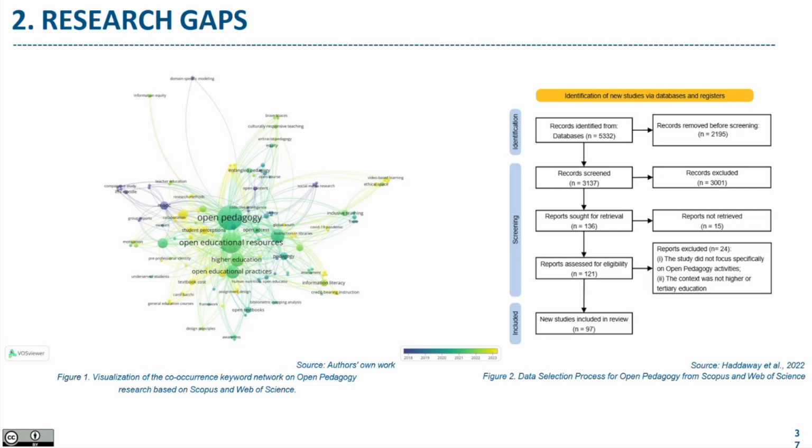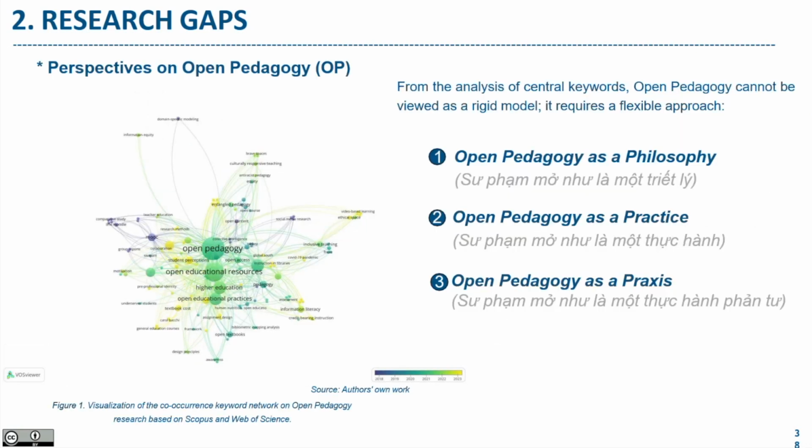After that, I researched big databases, Scopus and Web of Science, and I focused on 1997 documents, and I used the VOSviewer app for visualization of the co-occurrence keyword network on open pedagogy. I searched the keywords open pedagogy, open educational resources, and open educational practice. After that, when I made the literature review, I summarized its perspectives on open pedagogy and created one publication, and I can share the publication next time.